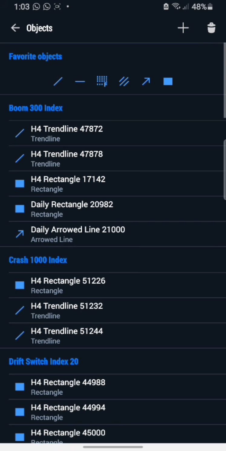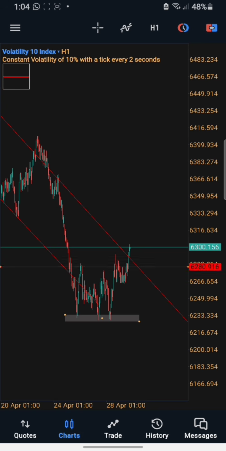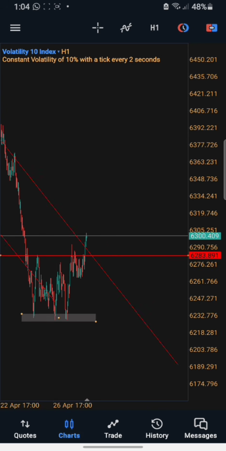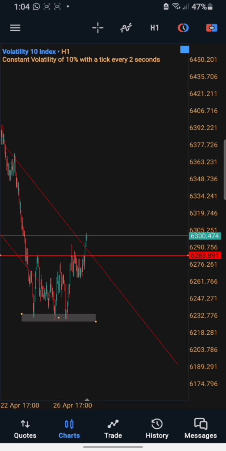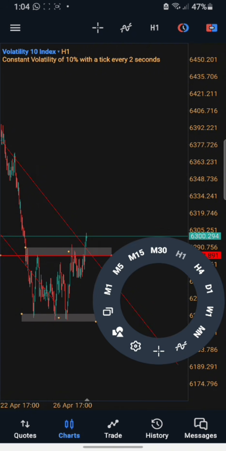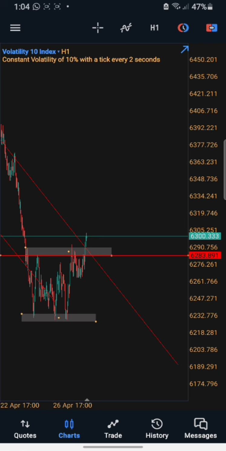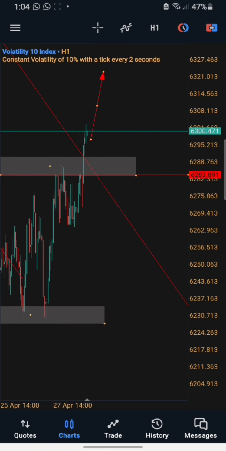Now first of all, we mark the area of support, that was the lower low that was created before, and then that line is marking the resistance that was respected quite a number of times, and then we put an order block marking that point. So now that the market is past that point, it can come back to retest and then continue to go up.